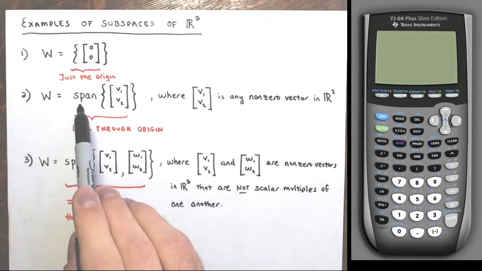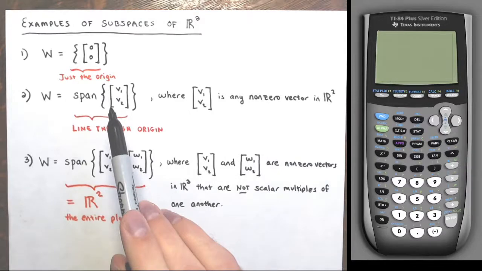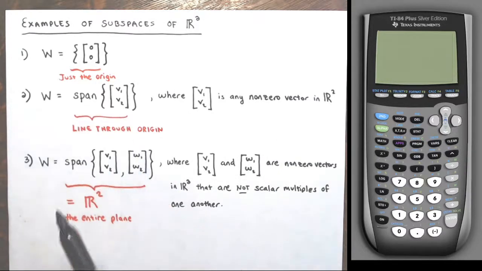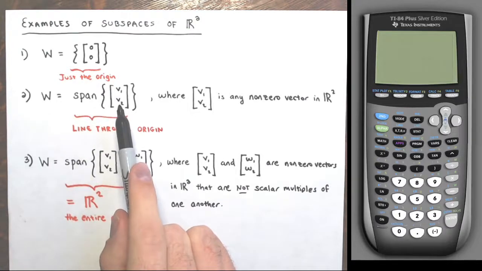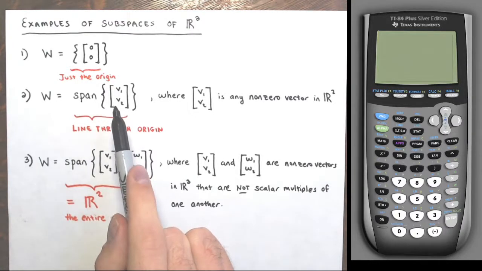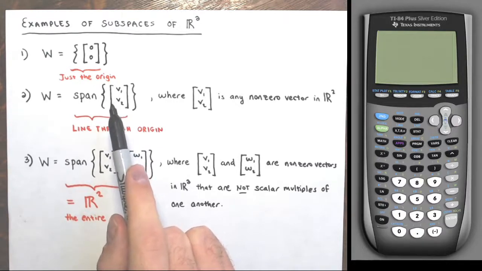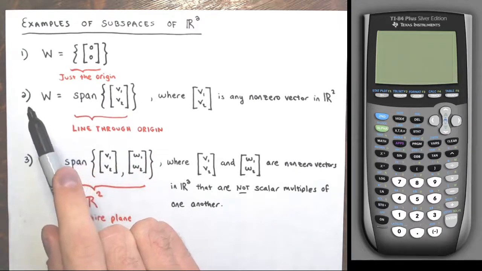W equals the span of any non-zero vector. Now, when I say span of a vector, or the span of a set of vectors, remember that's just any linear combination of those vectors. So the span of just one vector is simply all the scalar multiples of that vector. So 0 times this, 1 times this, a half times this, 5 times this, -8 times this, whatever. Any scalar multiple of this vector belongs to W, belongs to the span of it.